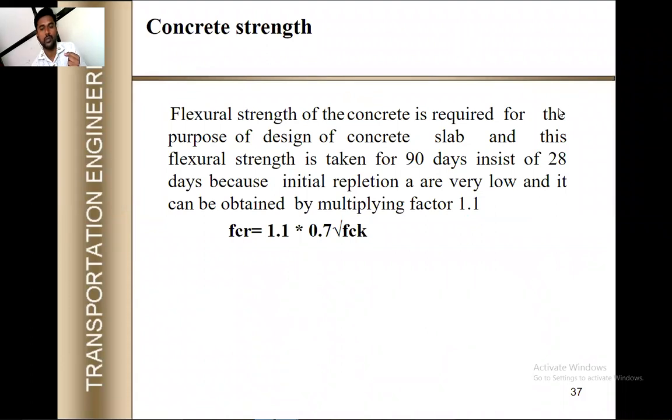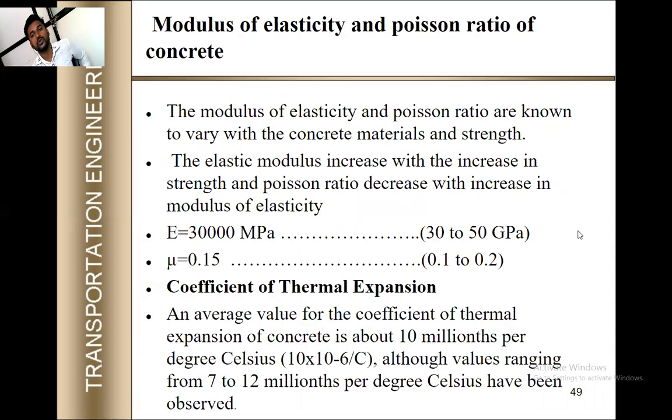So for the road pavement, the flexural strength is calculated by the formula 1.1 into 0.7 root fck. fck is nothing but the characteristic compressive strength.